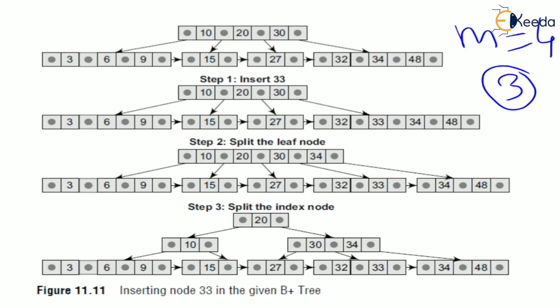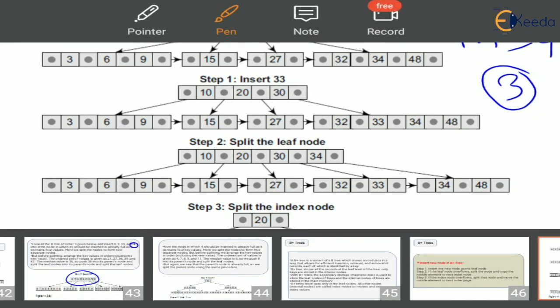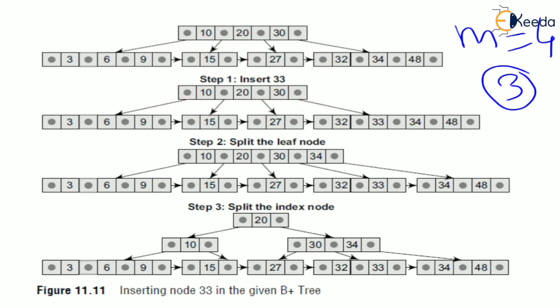If you insert more than 3 keys, then you apply the rule of split and add. Split and again add to the interior node. Split and again add to the index node. So here we are inserting only one element, that is 33, inside a given B plus tree. For that we do the first step: as the root node has 10, 20 and 30, we want to insert a new node, that is 33.